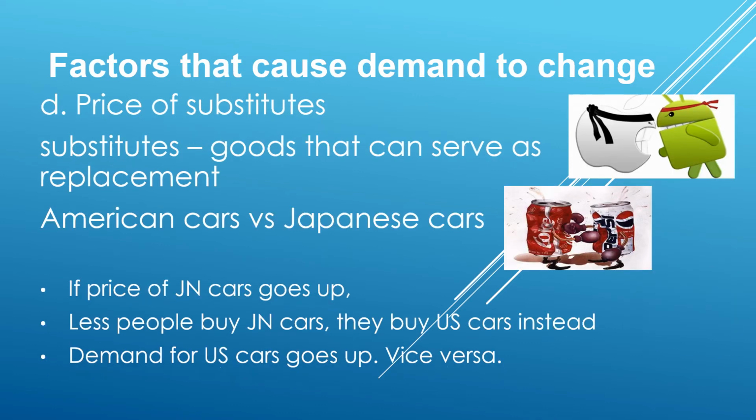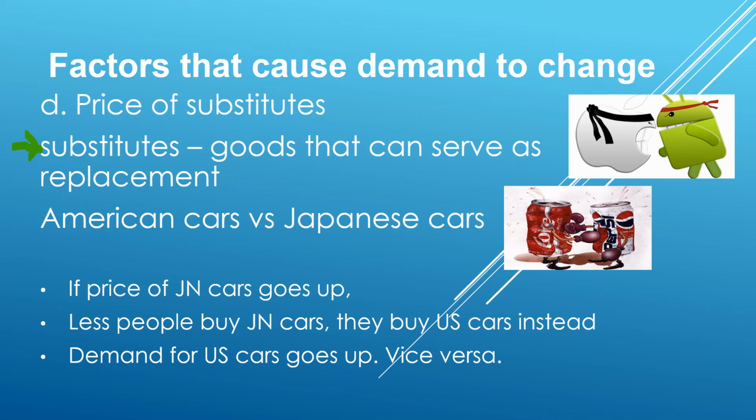Good. Let's take a look at the other factor that can cause the demand to change. Price of substitutes. Substitutes are goods that can serve as replacements. When you consider buying a phone, you just buy one, so iPhone or Android phone. When you buy a drink, you can choose one of them, so Coke, Pepsi, or some other drinks. When it comes to buying a car, you just need one car, so American cars or Japanese cars. So these are examples of substitutes.